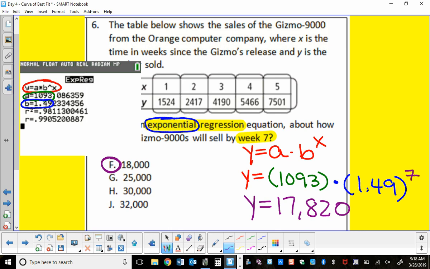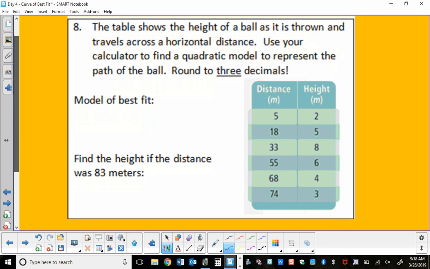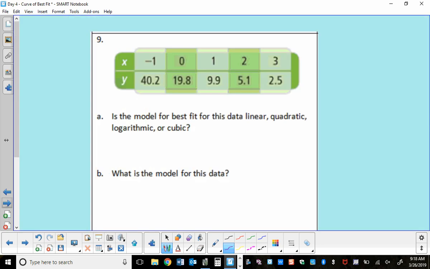All right, we're going to start skipping around. We're going to skip number 7. We're going to skip number 8. Let's look at number 9. On number 9, it says, is the model for best fit for this data linear, quadratic, logarithmic, or cubic?